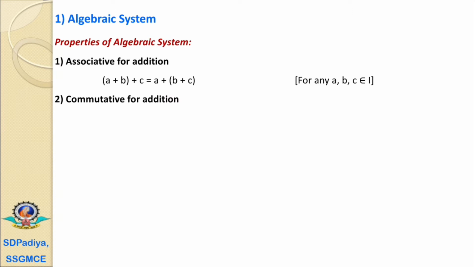Now the set of integers is commutative for the addition operation because a plus b is equal to b plus a.